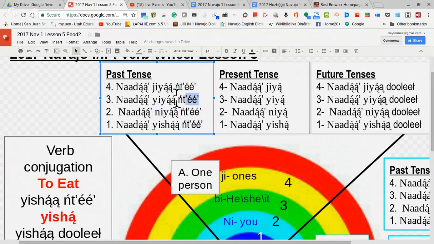and Nada Yiyand for somebody else. We're just talking about somebody. And Nada Jiyand. Okay, so we know the present tense, we know the past tense.